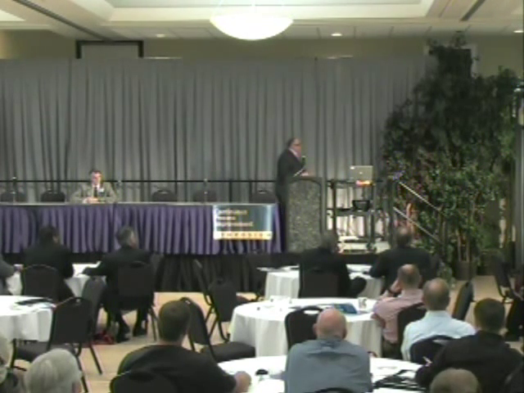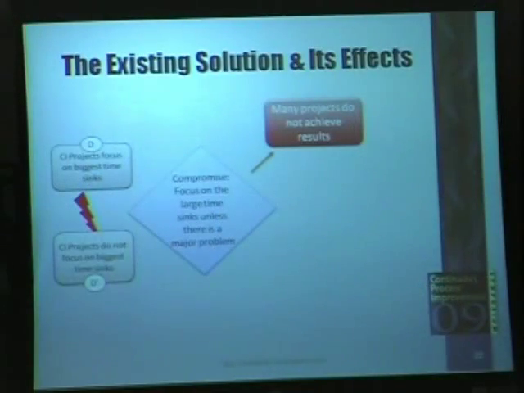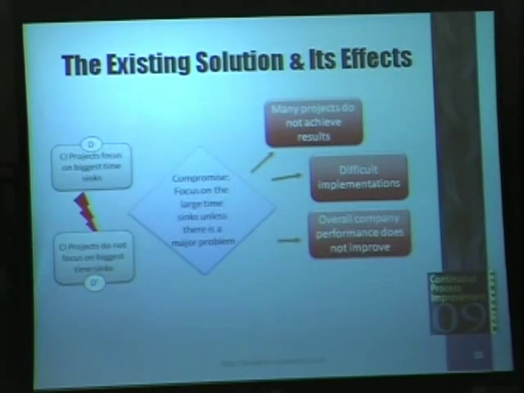Now, what happens? Well, most of those projects that we work on do not achieve the results that they set out to achieve. Implementations are difficult. You read the literature, everybody talks about how long and how hard it is to do continuous improvement. And the overall company performance, as I showed you in that prior slide, does not improve, even though we're doing the right things.